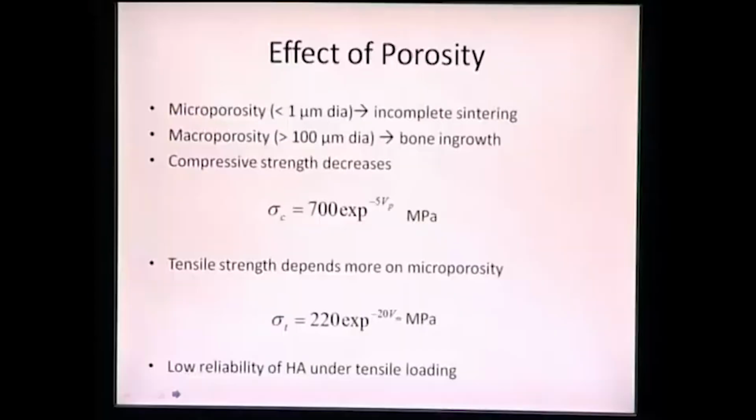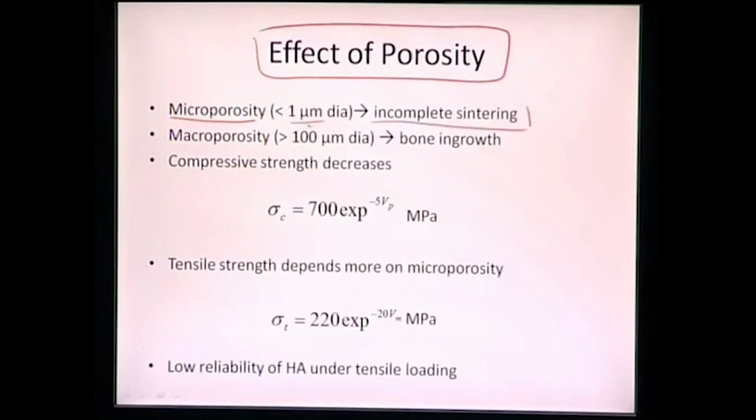And at the same time, we can see that porosity also has very drastic effects on the material properties. Generally, microporosity is less than 1 micron, and that results from incomplete sintering. Once we are sintering it, we don't want any microporosity, because that will make the material very weak. But at the same time, we require macroporosity, which is more than 100 micrometers in diameter. Why? Because cells can grow into it, get entrapped, and anchor themselves to the implant material. That will assist in bone growth.